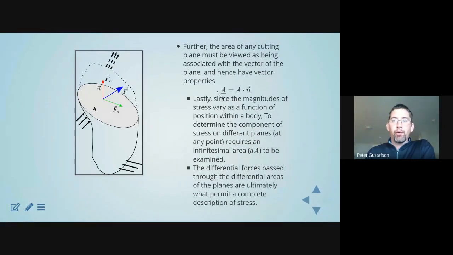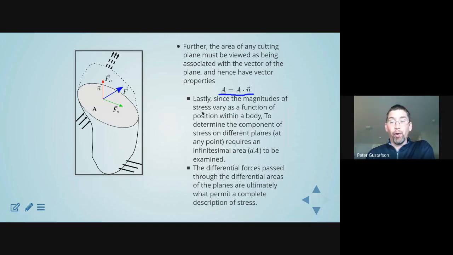So we're going to now define our area as a vector. You can see the vector represented by the underbar here under A. A is equal to the area magnitude A, now dotted with a normal vector. Okay, so we recognize the area changes with the normal vector selection. This is the internal plane selection.